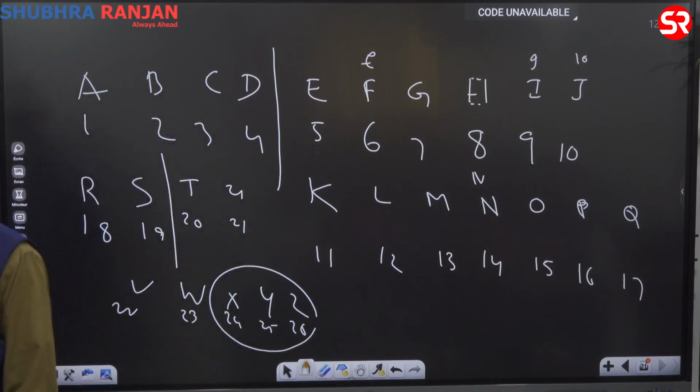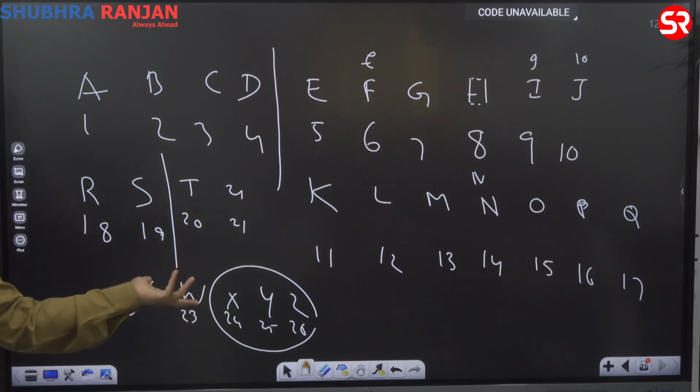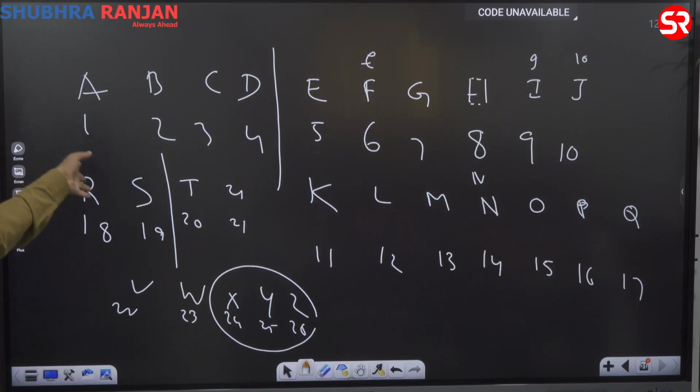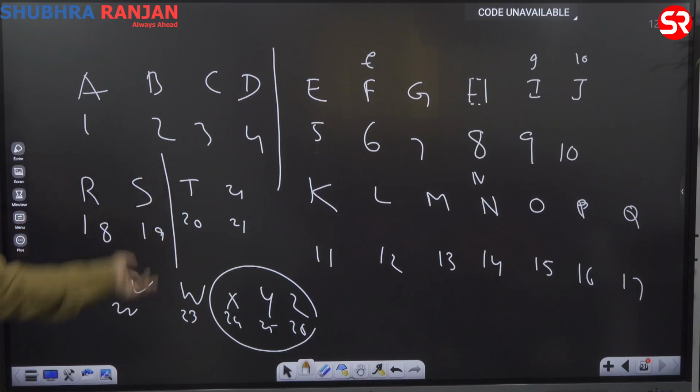See, doing rough work, you can't do it outside. You have to do it in the paper itself. If it is offline, within the question paper itself, you have to do rough work. So when you are doing it at the backside and doing all this stuff, what is necessary? Just remember the thing, na? Just A means 1, B 2, C 3. Is it that difficult to remember this stuff? Q 17, Z 26. That's all.